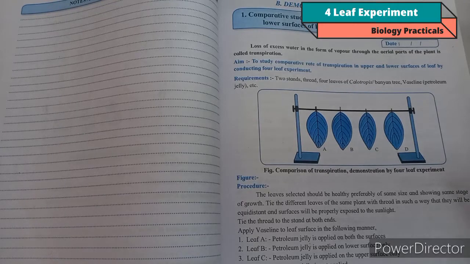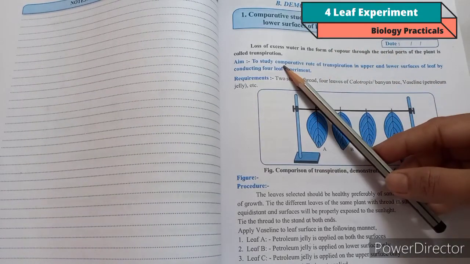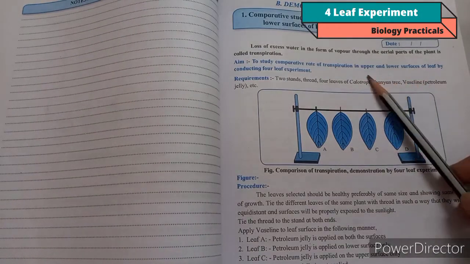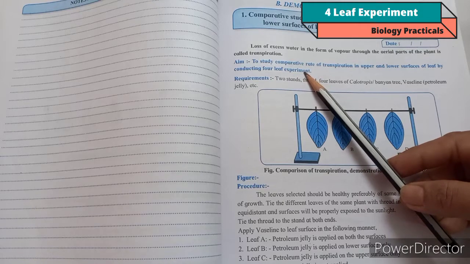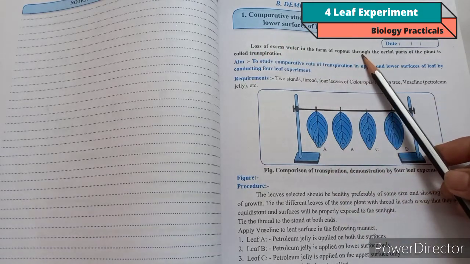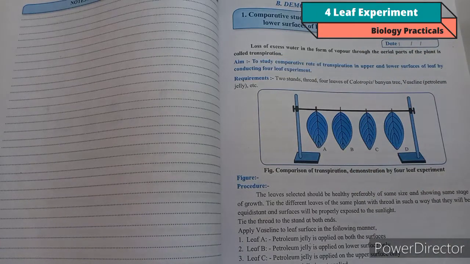In this session, we are starting with the demonstration experiment where we are going to make a comparative study of the rate of transpiration in the upper and lower surface of the leaf by conducting the 4-leaf experiment. So what is transpiration? The loss of excess water in the form of water vapors through the aerial part of the plant is called transpiration.